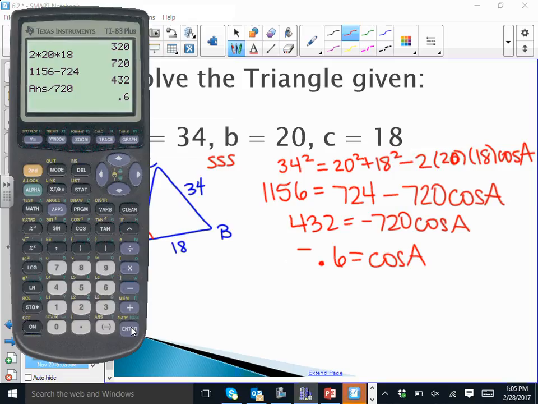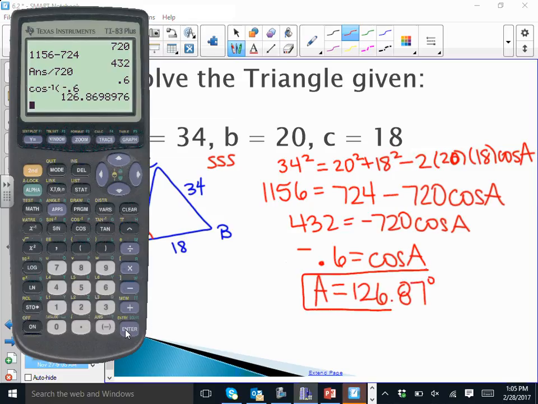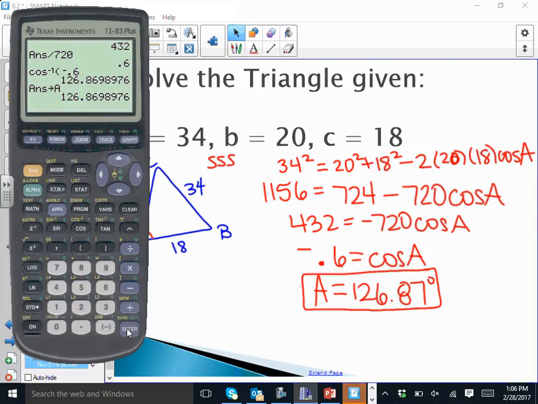Remember, when we are looking for an angle, that's when we use the inverse function. So inverse cosine of negative 0.6. Angle A is 126.87 degrees. Since I know I'm going to have to use that angle again, I'm going to go ahead and store it in alpha A for angle A. That way I can use it later.